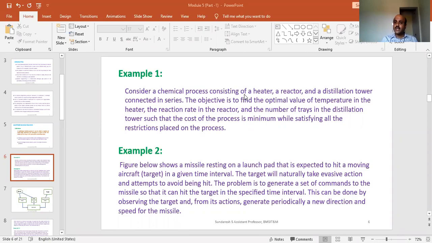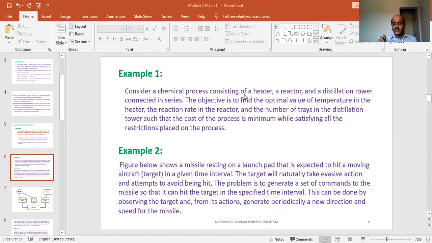So in this optimization, when we want to minimize the cost, we have to find the optimal value of the temperature in the heater. Second, what is the optimum reaction rate in the reactor? And the third is, what is the number of trays in the distillation tower? So these are the three important parameters that need to be optimized in each of the stages.